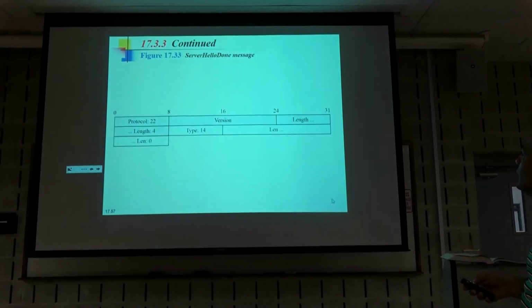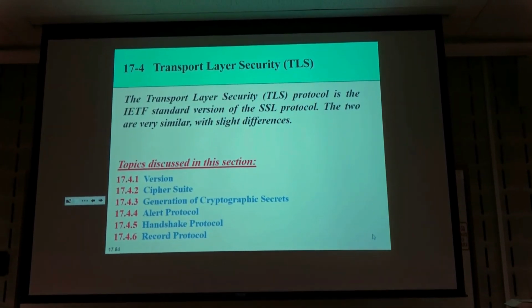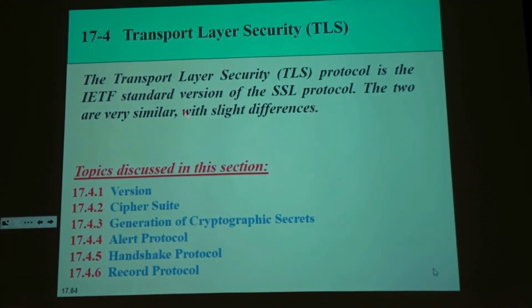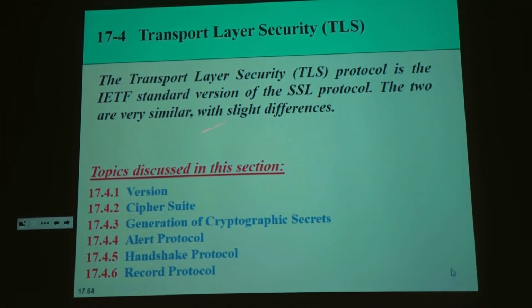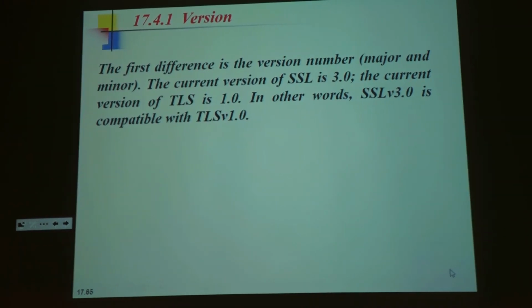But I would like to mention the transport layer security, TLS. We were talking about SSL. The TLS, the transport layer security protocol, is a standard version of the SSL protocol. The two are very similar with slight differences. For example, the first difference is the version number, major and minor. The current version of SSL is 3.0. The current version of TLS is 1.0. So in other words, SSL version 3 equals TLS version 1.